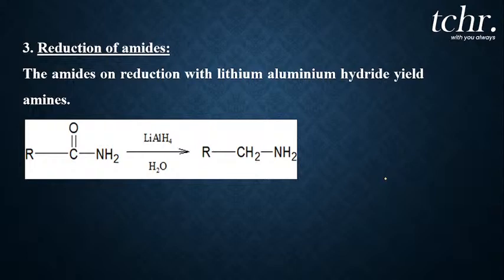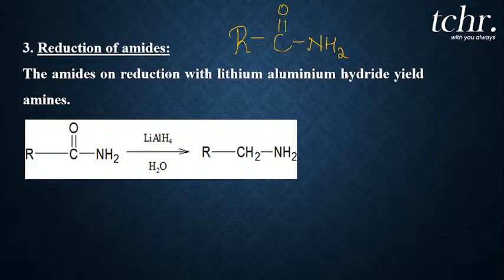Similarly, next is amides. We can convert or reduce amides. What is an amide, students? An amide is nothing but an NH2 group attached to the carbonyl group. R NH2 is an amine, whereas R C double bond O NH2 is what we call an amide. Amides means NH2 group attached to carbonyl carbon. Amides can also be converted to amines.